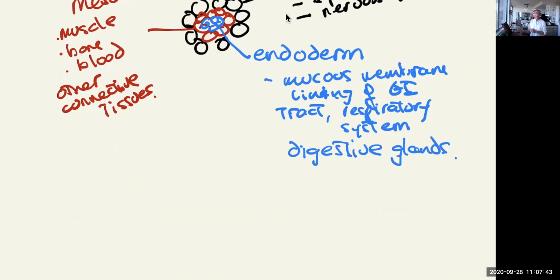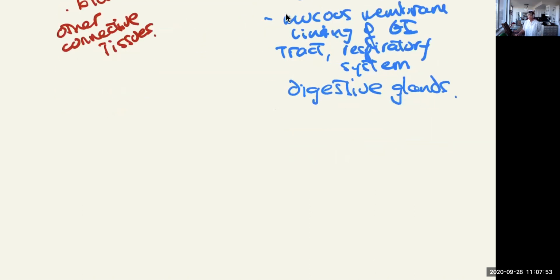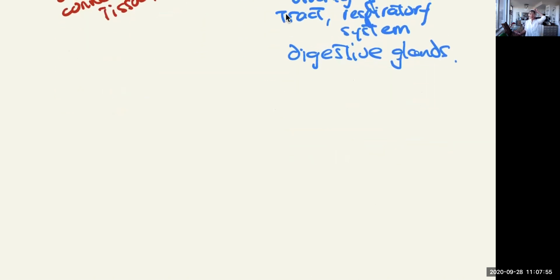So good. I hope you're writing this down. I'm going to give you a little bit more to write. So how do we study tissue? We do that in the lab with a microscope, and we get different types of tissue sections.